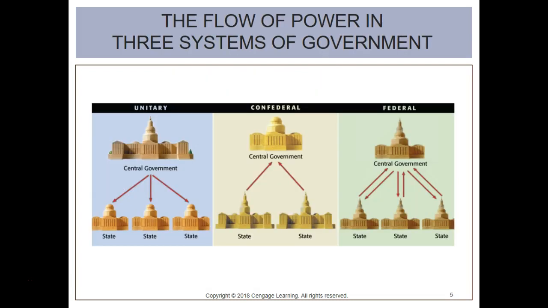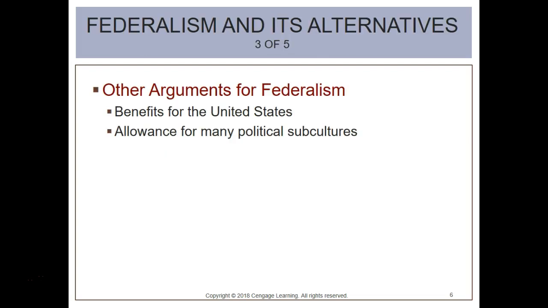How power operates within the government: in a unitary system, the authority comes from the central government to the states. Confederal, such as the Confederate States, each state transfers its power to a central government. And in the federal system, the idea is that the central government and the states share power.